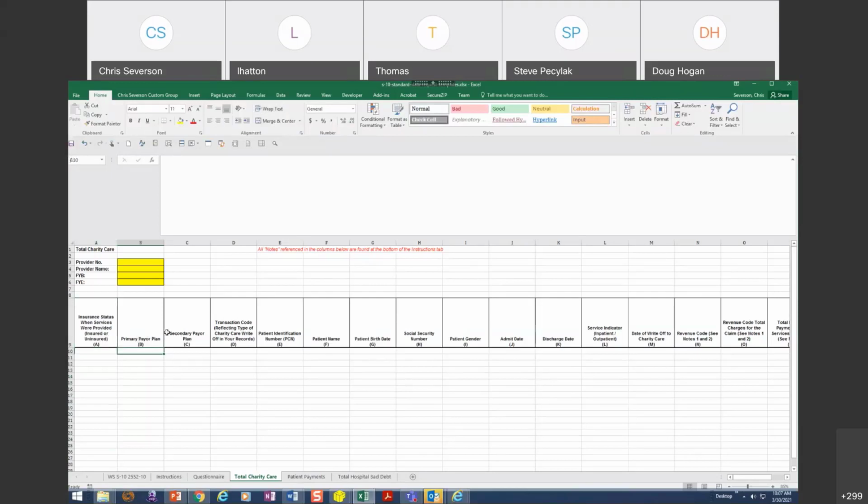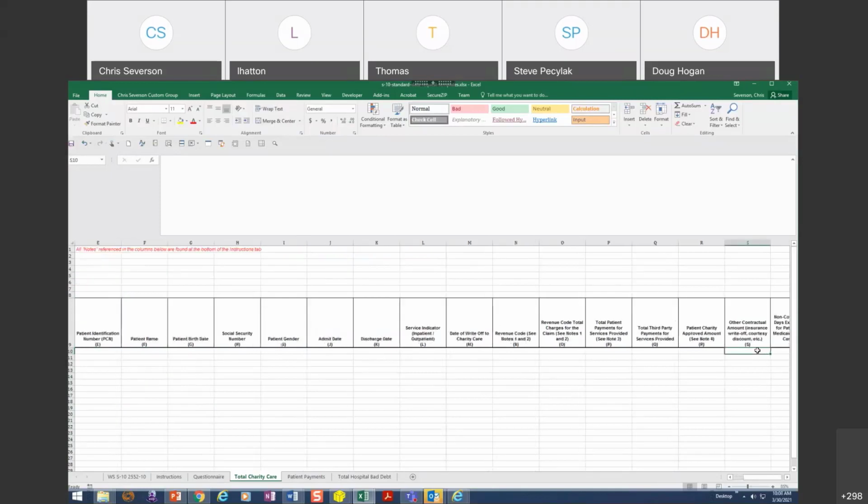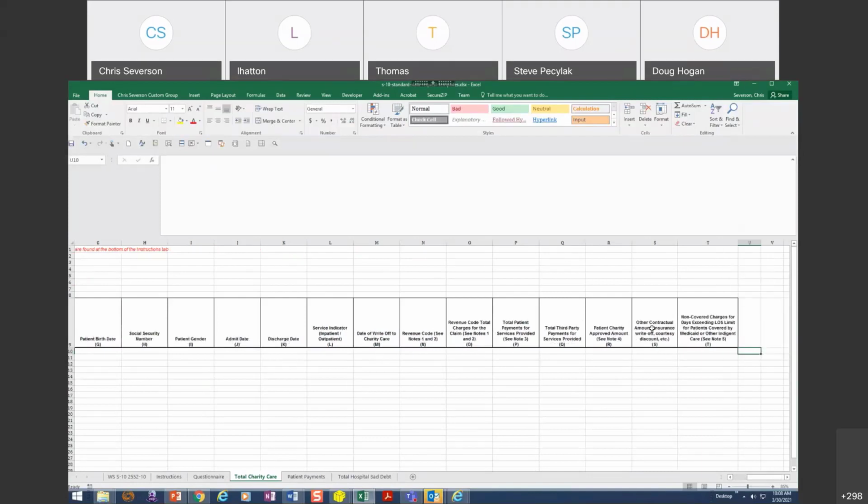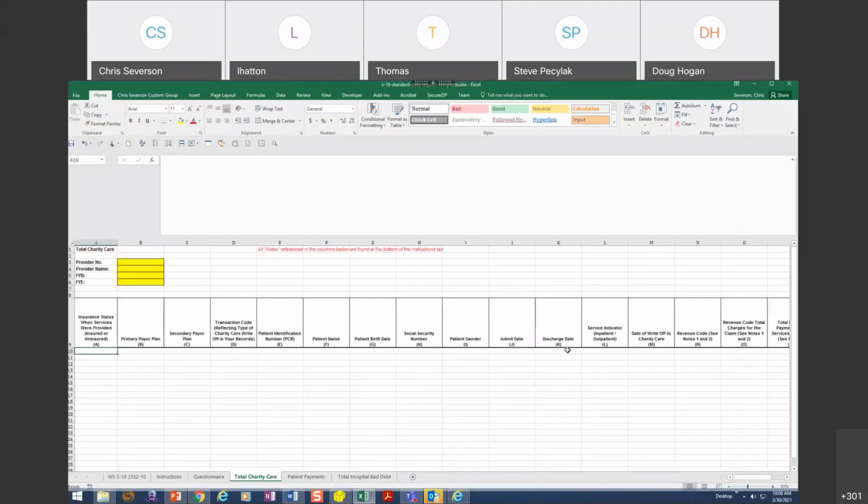Primary and secondary payer plans. Now, obviously this would only be applicable if it is indeed an insured patient. So otherwise you can just leave it blank, or if you want to put NA, whatever works for you. But the reason this is important is that if there's a payer, we would likely expect there to be some sort of payment over in this column. Again, these are third-party payments. These are not patient payments. They'd be third-party payments.